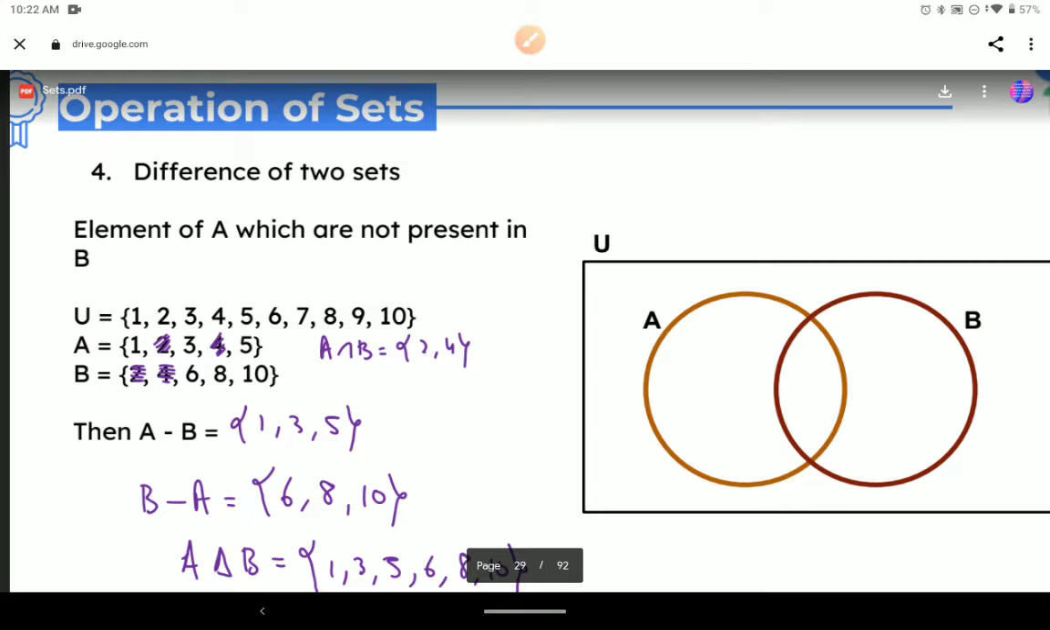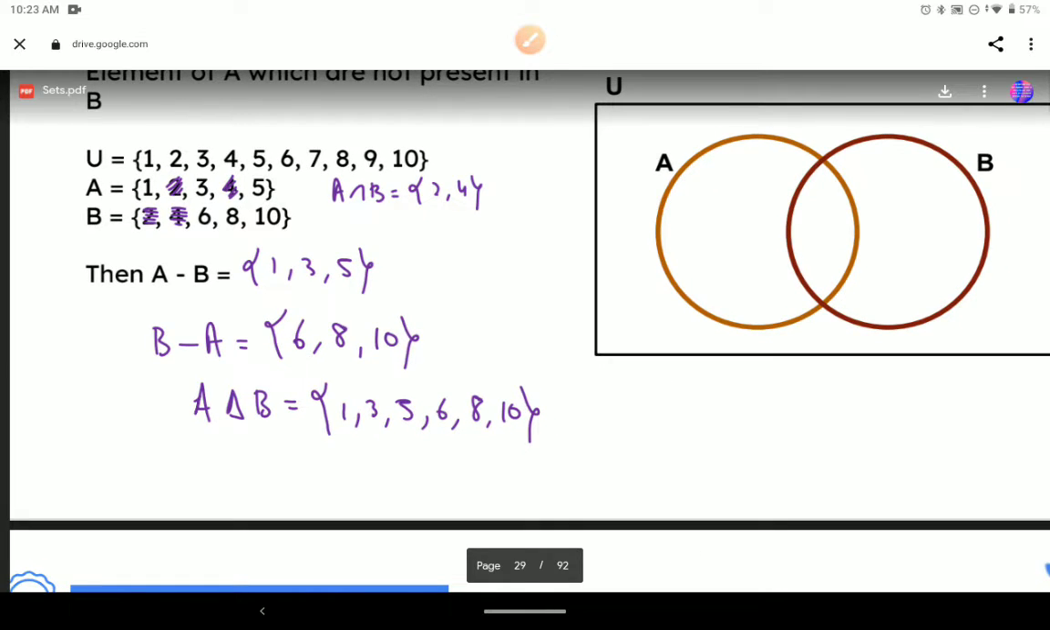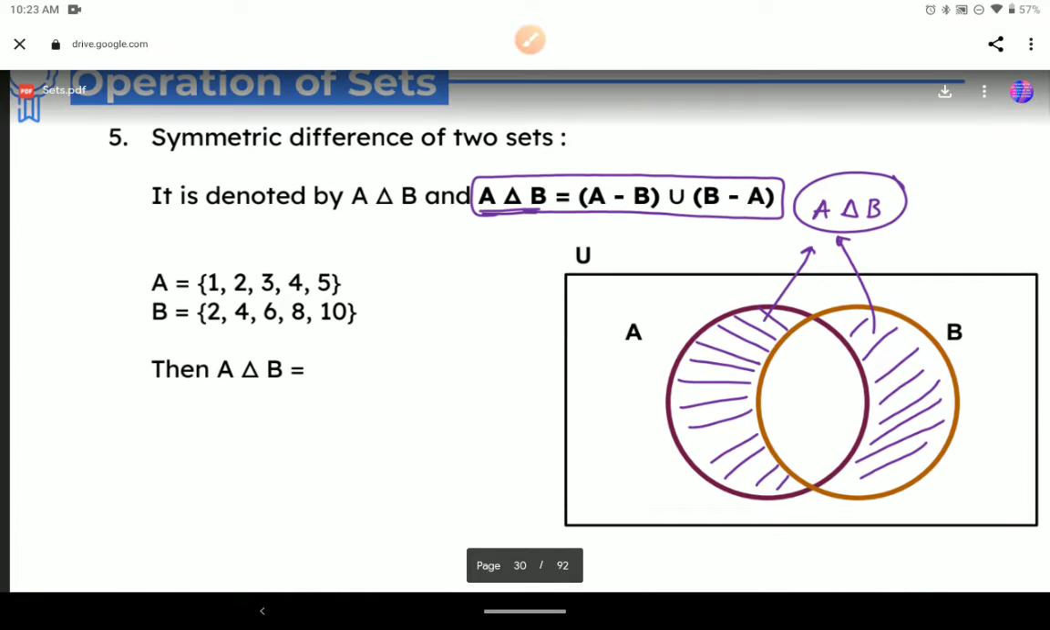The fourth operation of sets is difference of sets, A minus B. I hope everybody already knows. So here A is 1, 2, 3, 4, 5 and B is 2, 4, 6, 7, which is nothing but A intersection B is not A minus B, it is A minus A intersection B, which is the same. So it results in 1, 3, 5. Hope everybody understood.